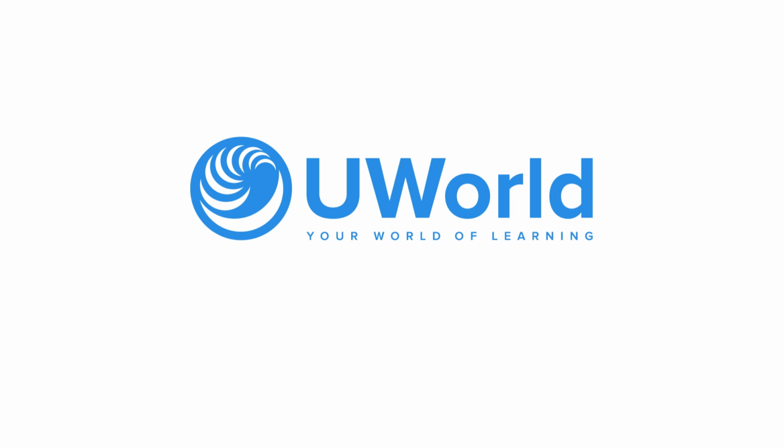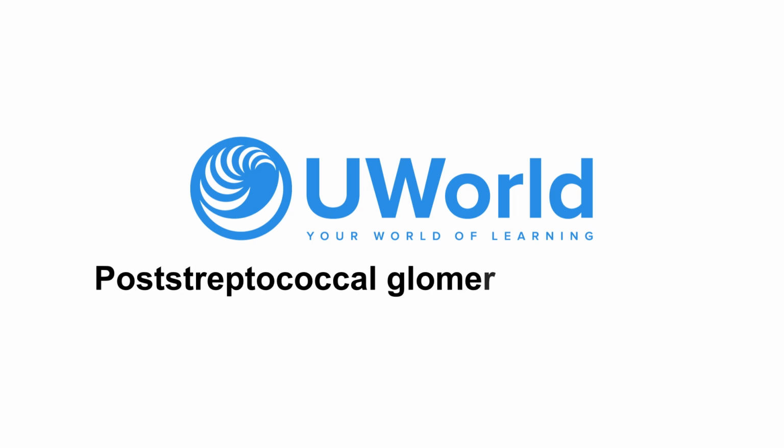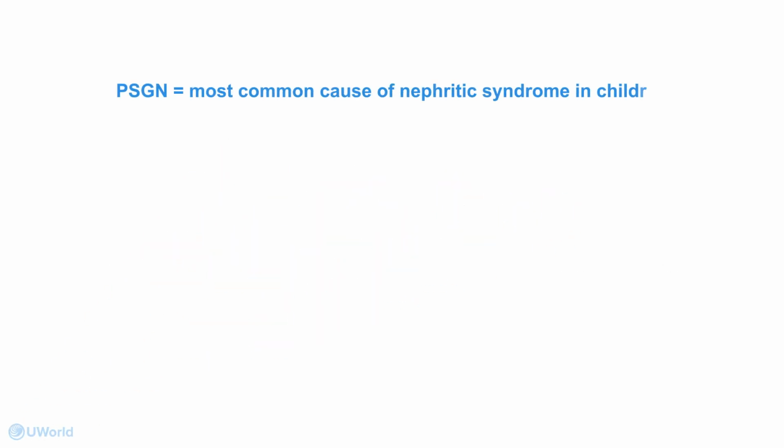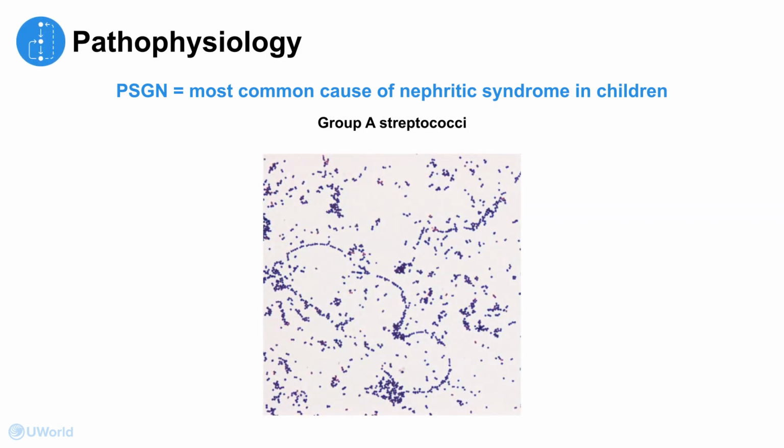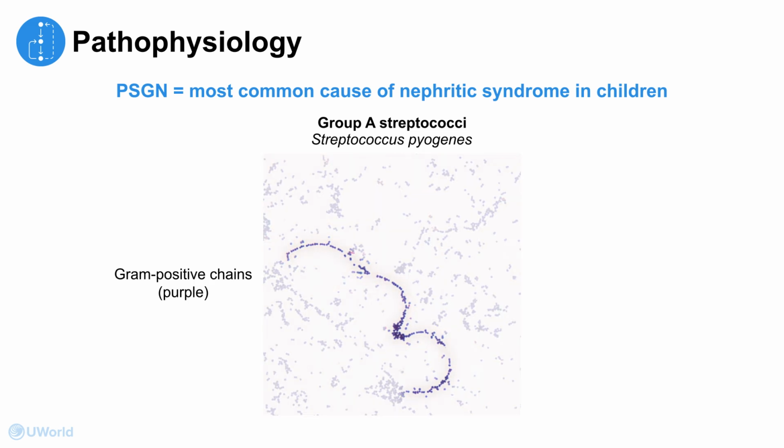In this video, we'll discuss post-streptococcal glomerulonephritis, or PSGN. PSGN is the most common cause of nephritic syndrome in children. It is a potential complication following infection with Group A streptococci. Group A streptococci, also known as Streptococcus pyogenes, are gram-positive beta-hemolytic bacteria that grow in chains.